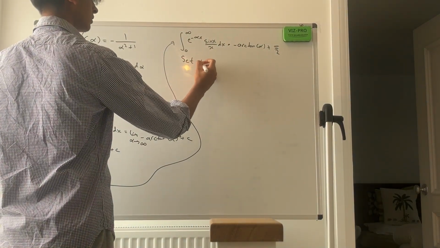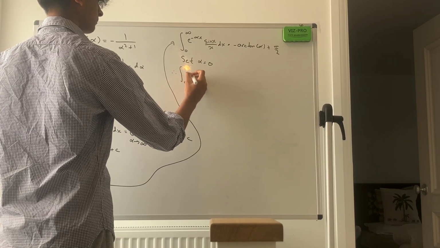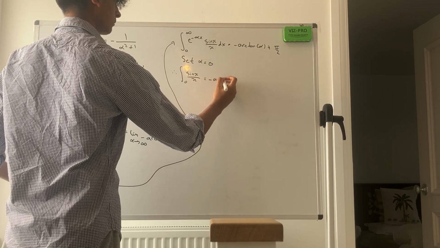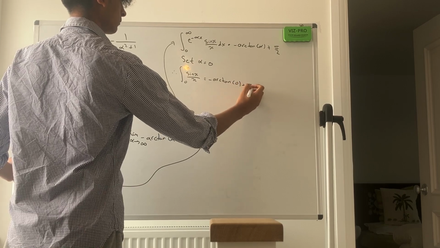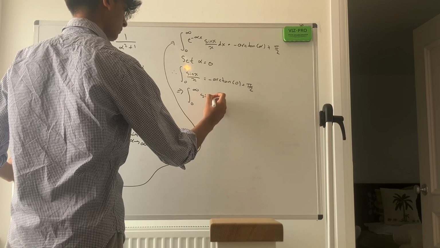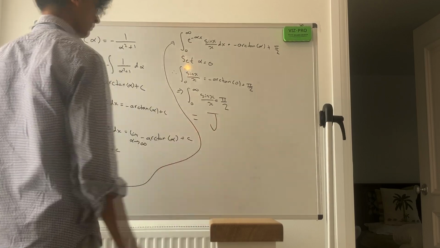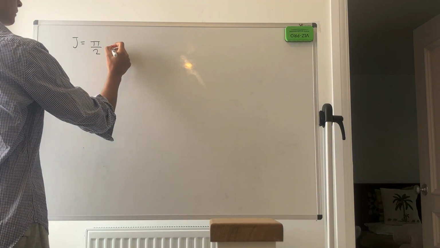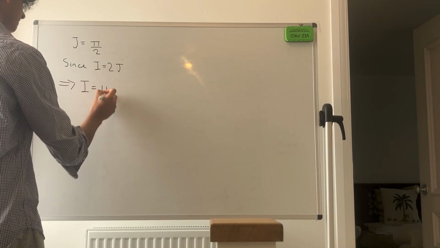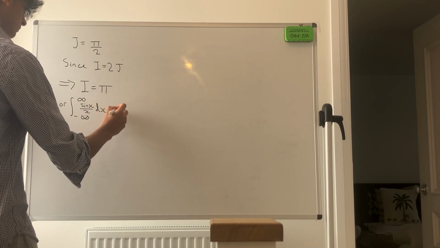Now if I plug alpha equals 0 back into my integral, I will simply get my original integral of j. So I will get j, or the integral from 0 to infinity of sine x over x, equals negative arctan of 0 plus pi on 2. Arctan of 0 is simply 0. So we get that the integral from 0 to infinity of sine x over x is equal to pi on 2. Now writing j equals pi on 2, I said earlier that I, which is the integral from negative infinity to infinity of sine x over x, is equal to 2j, so therefore it implies that I is simply equal to pi.